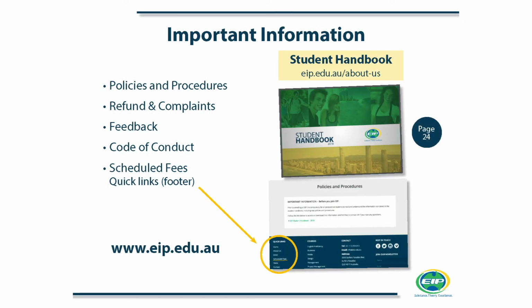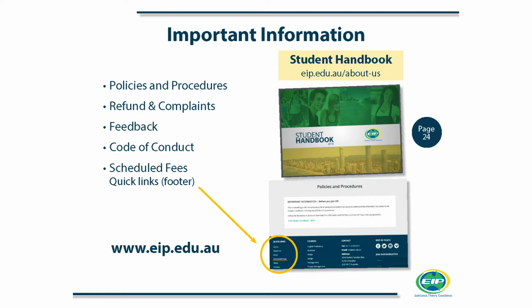EIP will also be sending you important information in the form of our student handbook. This handbook has the answers to many questions that you'll no doubt have and is a good reference tool for information about studying in Australia and life on the Gold Coast. Also included in the handbook is information on EIP's policies and procedures, things like refunds, complaints and other types of issues that may arise during your enrolment.